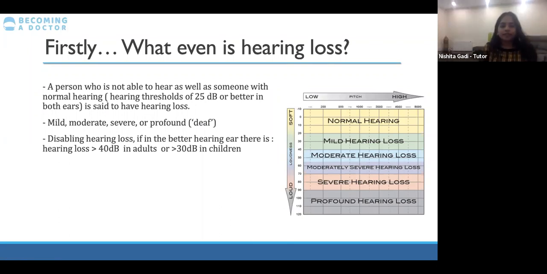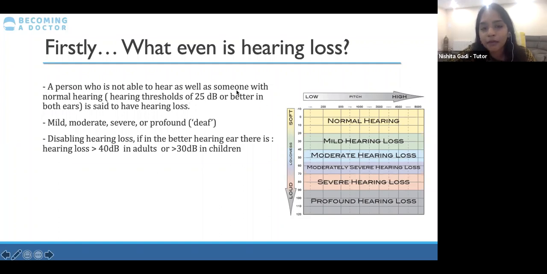Okay, so what even is hearing loss? This might be quite obvious, but the definition of hearing loss is a person who is not able to hear as well as someone with normal hearing. So we have a threshold for hearing. We'll go through this diagram again in a bit when we go through how to interpret audiograms.